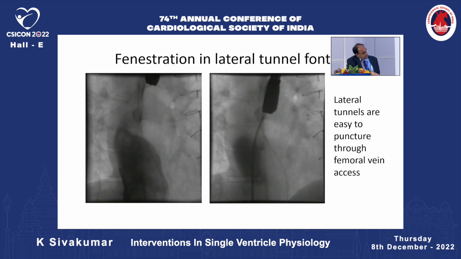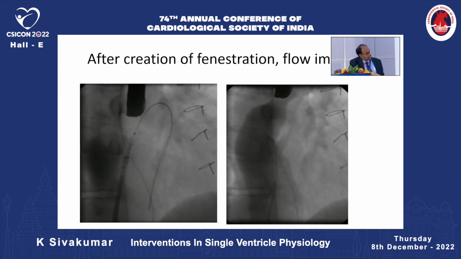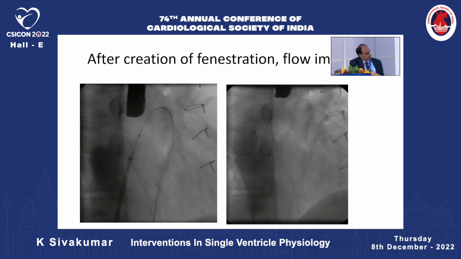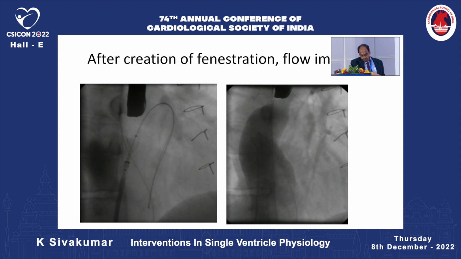But if it is a lateral tunnel Fontan, it's easy to puncture from below. This is a failing lateral tunnel Fontan where there is a pericardial membrane, and this membrane has to be punctured. Since the lateral tunnel is very roomy, it's easy to puncture from below, and following the creation of the puncture, we can put in a stent and create a fenestration.